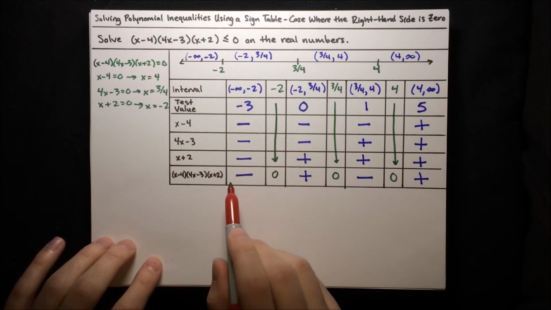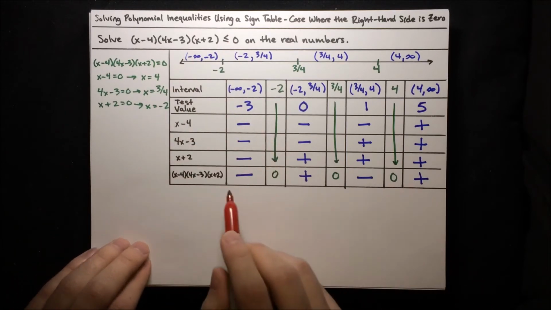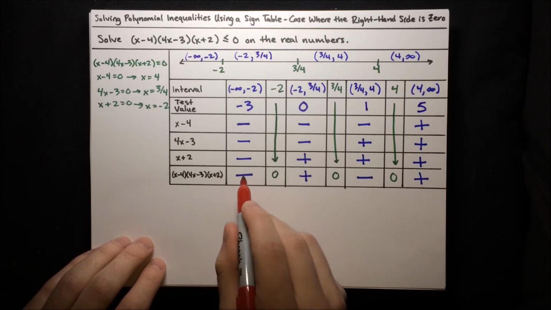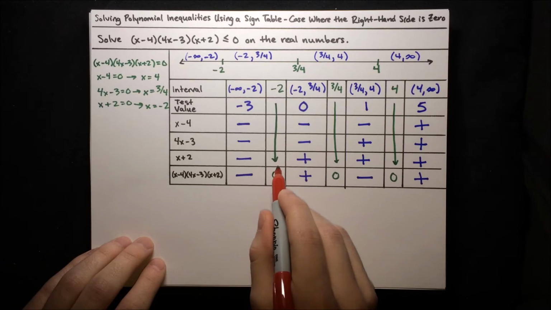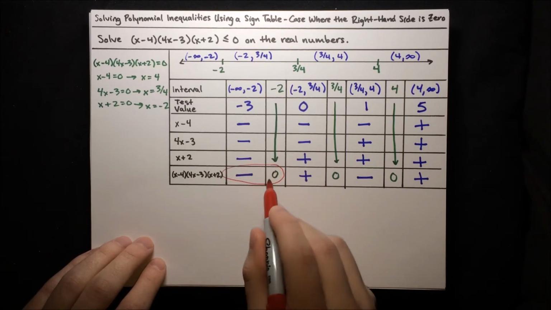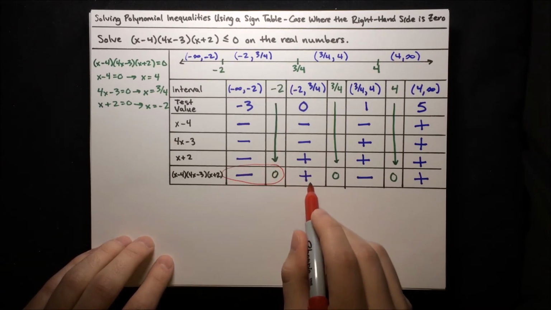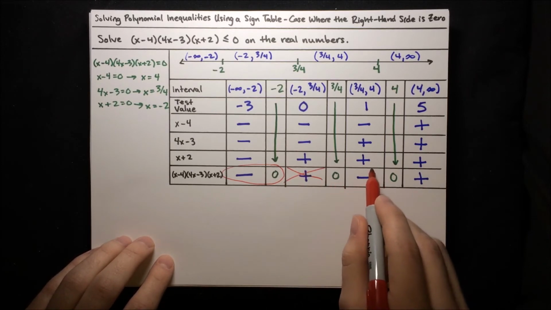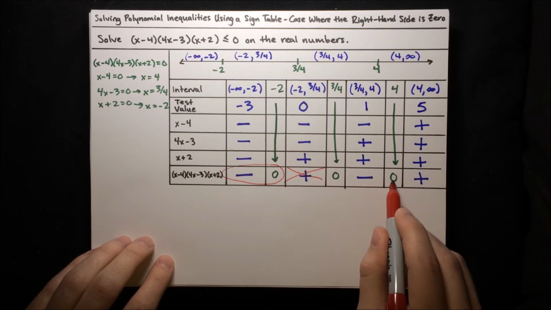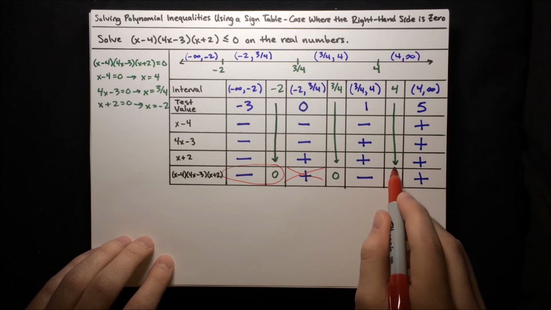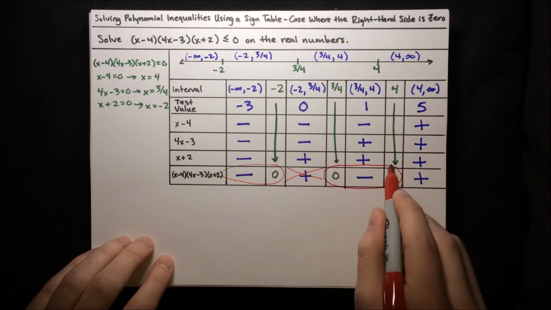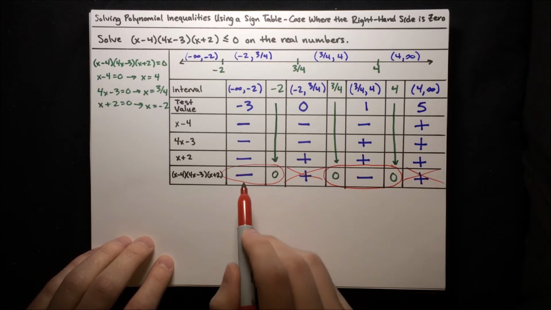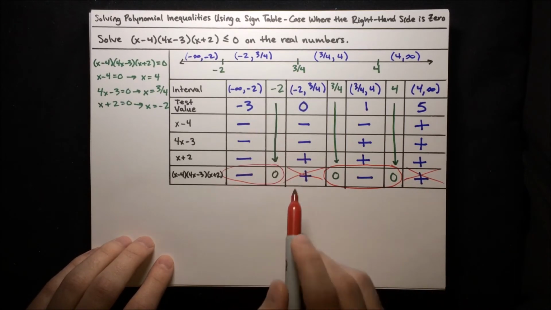And now let's look back to our last row of our sign table. Where is the polynomial 0 or negative? It's negative here, it's 0 here, so we should include these. It's positive there, so don't include it. 0 negative here, and also 0 here, but then positive here. So include this, but then that's positive, so don't include that. Okay, so let's take a look at what intervals those correspond to.